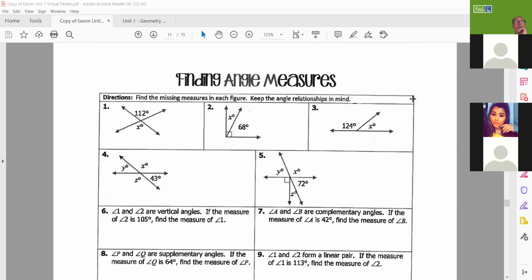Are they a linear pair? Are they supplementary? Are they complementary? Are they vertical angles? They're vertical angles, so X is also 112.